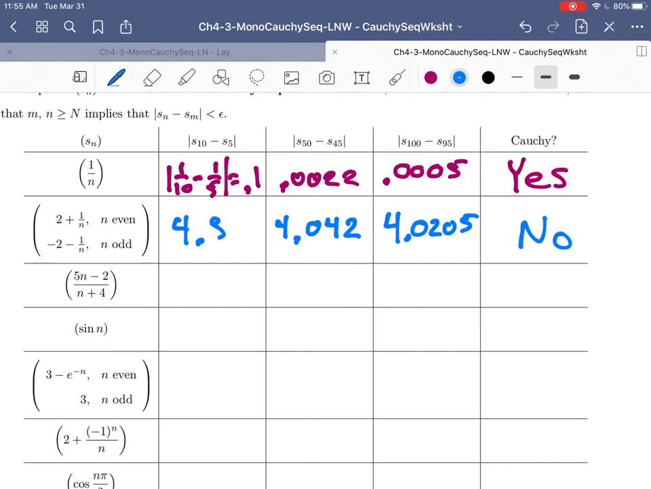So you're never going to be able to say that, if we get far enough, every term is less than half a unit apart, or 1/10. We could never define epsilon to be 1/2 or 1/10 and find a value of N that would guarantee every term after that is within 1/2 or 1/10 of each other.